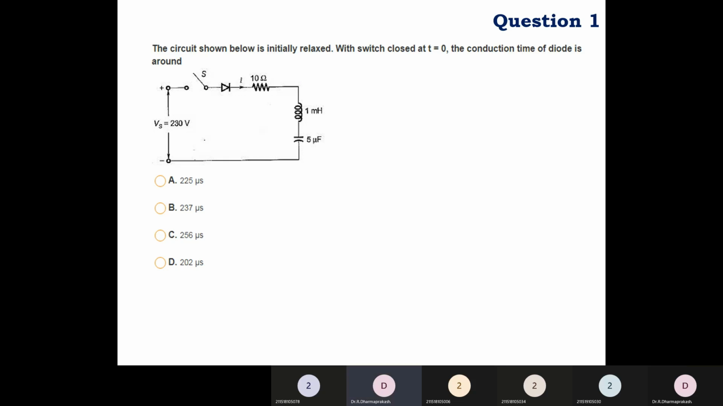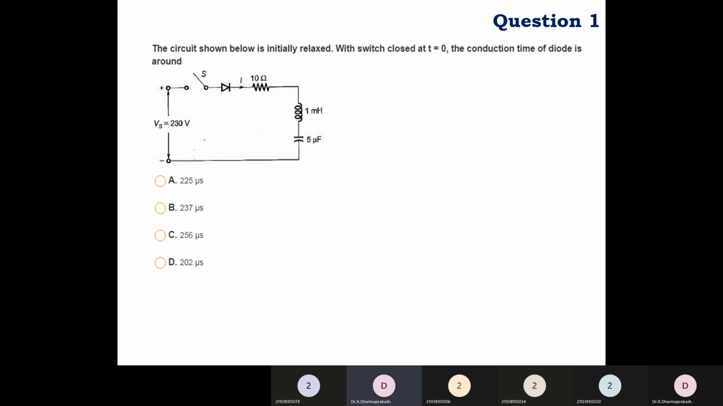So here you can see, it is like an RLC series circuit. Here you are having the diode. In the RLC series circuit, we are having the energy storage elements. So when it is fully charged, then the current flowing through this element will be 0. When the capacitor voltage is maximum, the current will be 0.